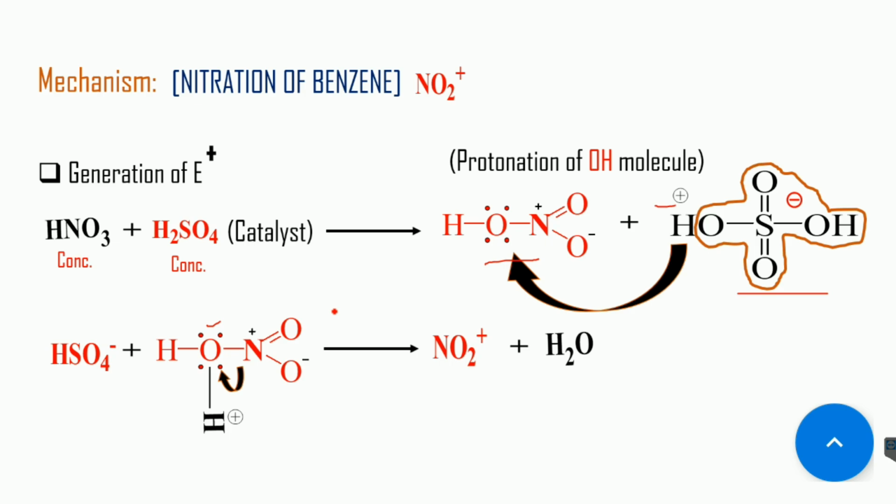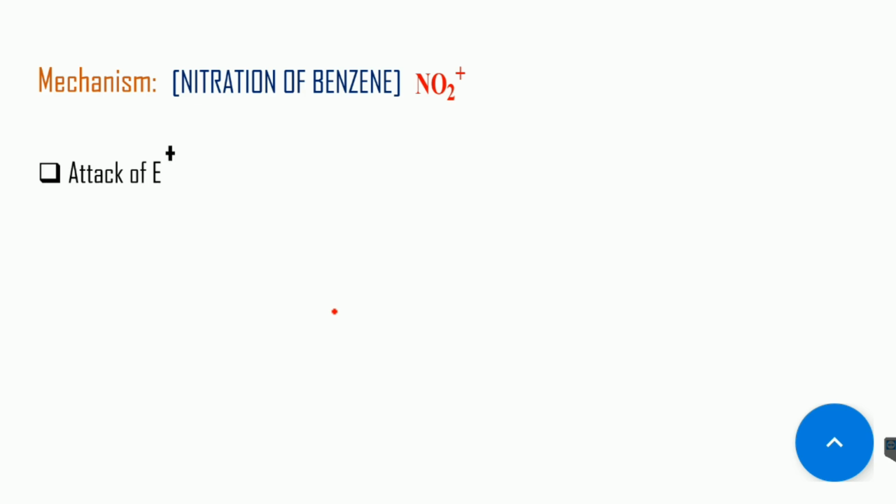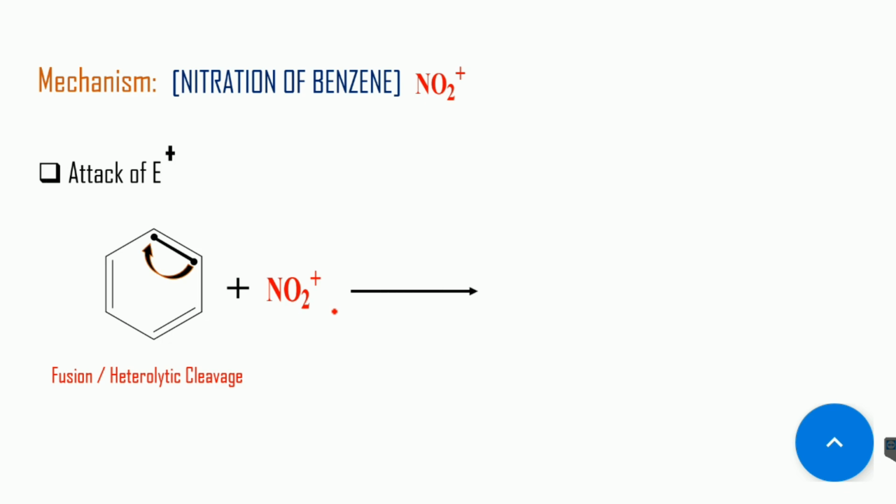Next one is attack of electrophile. This is our second step. This one is the same as all the previous reactions like chlorination, bromination, sulfonation, etc. So I am not explaining this at this moment because the same thing will happen. You just see it. Here our electrophile comes for attack, it will attack and we get an intermediate structure like this. So it's an intermediate structure. Okay, fine.